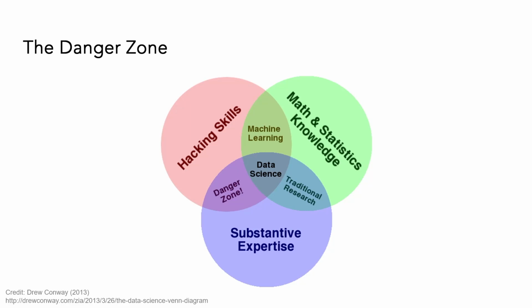And he calls that the danger zone because that's where, so you see that machine learning falls between math and stats and hacking. That's kind of bringing together these computer science tricks of the trade for writing algorithms, and then the math and stats knowledge to think through conceptually how those algorithms should work and what their underlying assumptions are and all that.